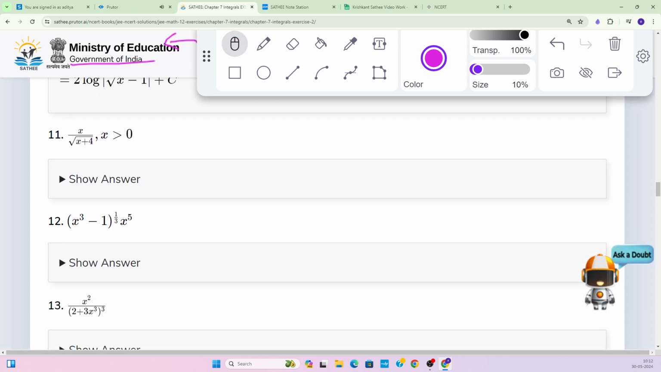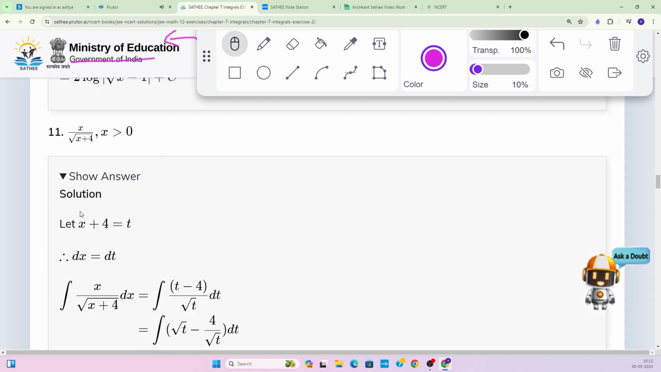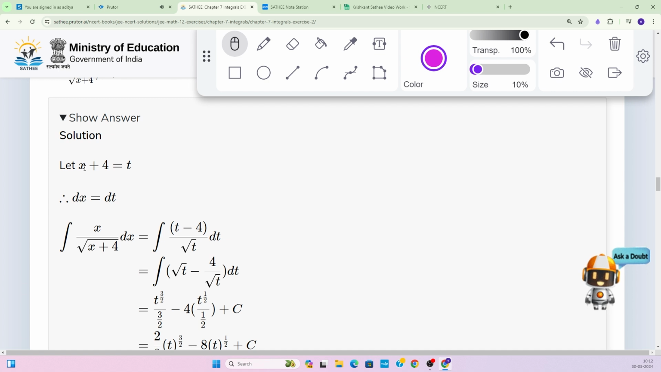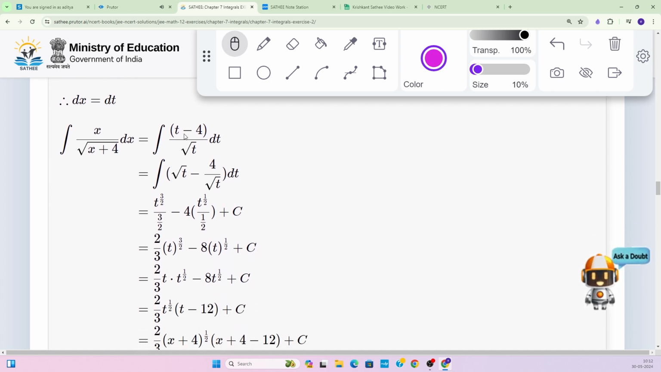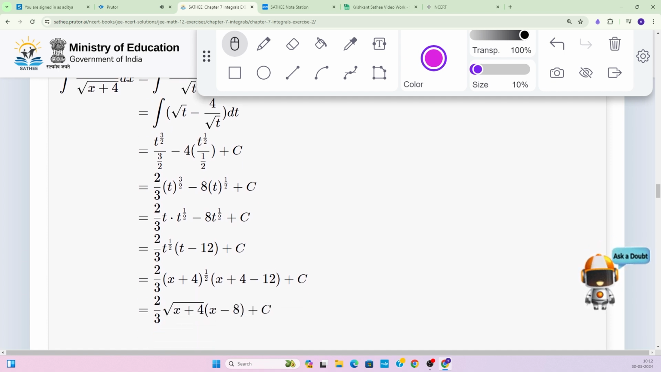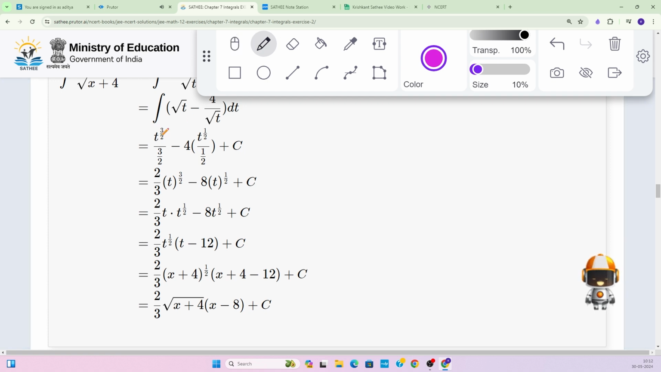Okay, now the 11th problem, x by root x plus 4. So taking x plus 4 is equals to t, dx is equals to dt. This means your expression will be integration of t minus 4 by root t. Simplify it, you will have root t minus 4 by root t. Now using the standard integration, you will have t power 3 by 2 divided by 3 by 2 minus 4 t power half divided by half plus some constant. Simplified further, you will have this as your expression in terms of t.